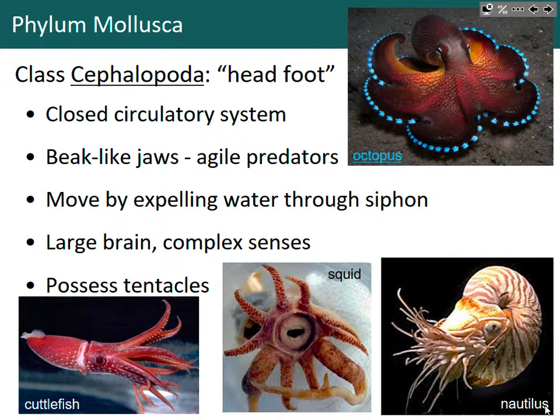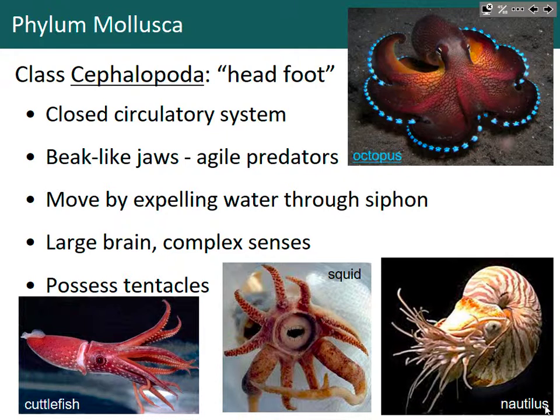They move by expelling water through a siphon, and so they have a siphon that they're able to pressurize and blast water out of and use that to move. And they have large brains and complex senses. Octopuses have been taught to solve all sorts of problems and use reasoning. They're escape artists. They can unscrew a jar from the inside and get out. And they can fit through pretty much anything that is the diameter of their eyeball or bigger.